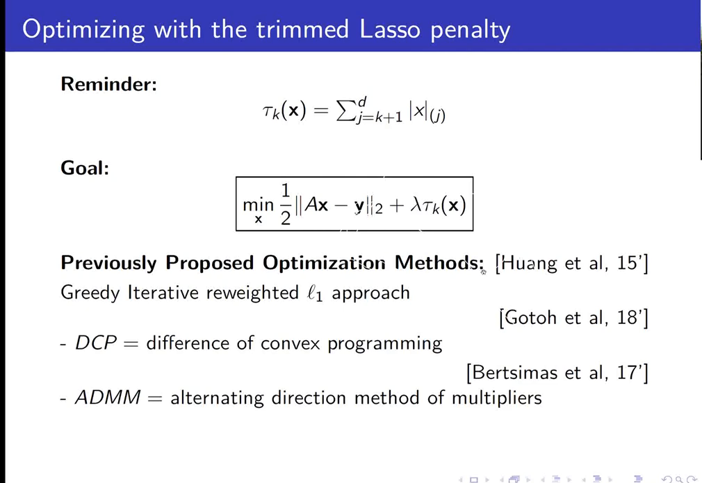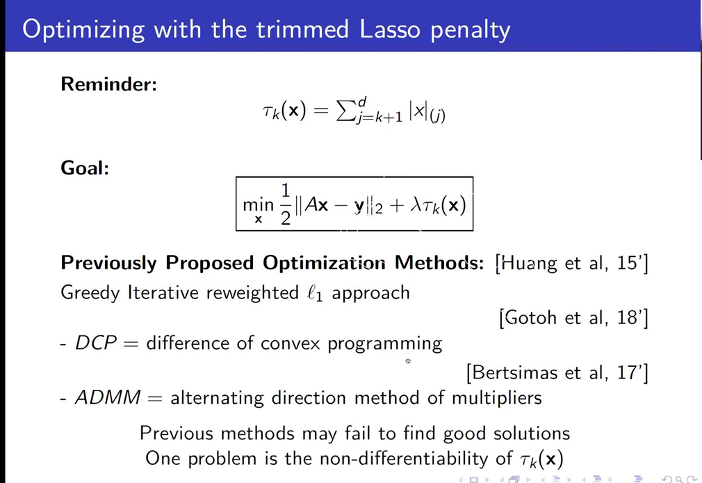In any case, there are several methods proposed to try to optimize this objective. They all work well at the easy problems where the sparsity is small, and they empirically all fail to find good solutions at more challenging instances.